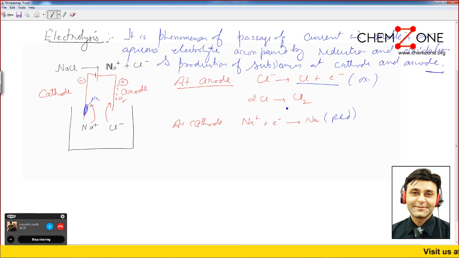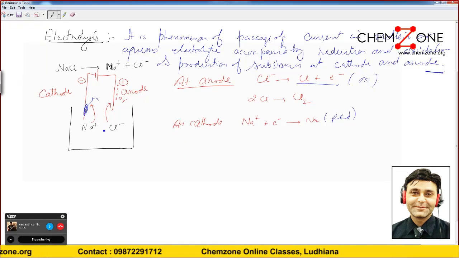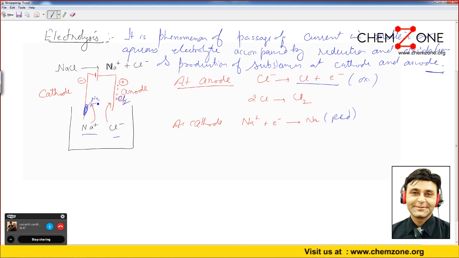Right? At cathode and anode. The whole phenomenon is called electrolysis. So this electrolysis is basically a phenomenon in which you pass the current through a molten or aqueous electrolyte, which undergoes oxidation and reduction at cathode and anode and produces substances. Means here we are getting the chlorine gas and here we are getting the sodium metal. Right? The whole phenomenon is called electrolysis.